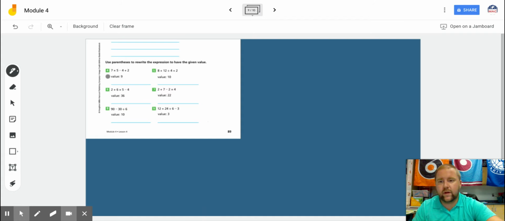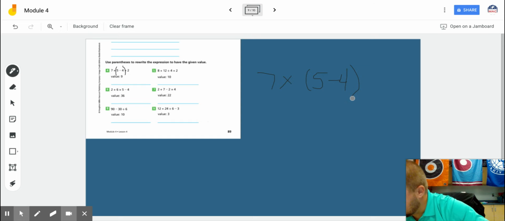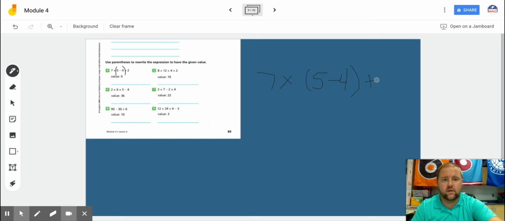Now, there would be no reason to put parentheses around the 7 and the 5, because if I put parentheses around the 7 and the 5, I'm still solving it the same way. So we want to try and find a different spot. So I'm just going to put them around the next 2 numbers and say, okay, how about 5 minus 4? Let's try that. So if I'm solving 7 times 5 minus 4, and that number I can't see because I drew over, is a plus 2. Sorry, let's look at my workbook.